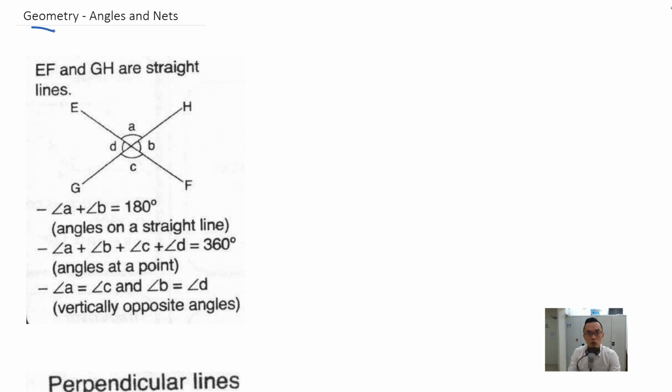Okay, so we're going to do geometry, angles, and nets of a solid. We're going to recognize all the different nets. First of all, angle EF, which is this, and angle GH are straight lines. How do we look at the angle? So let's draw it out.